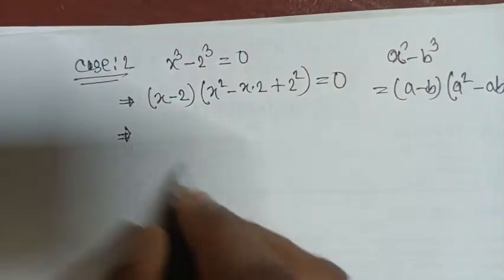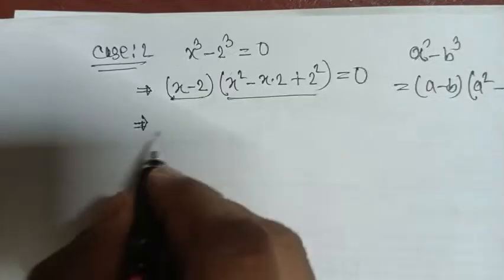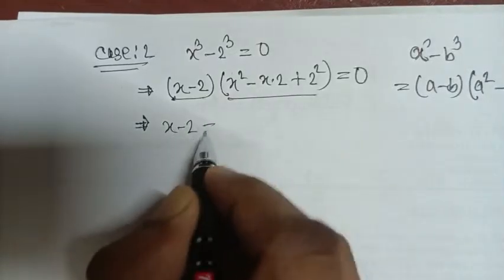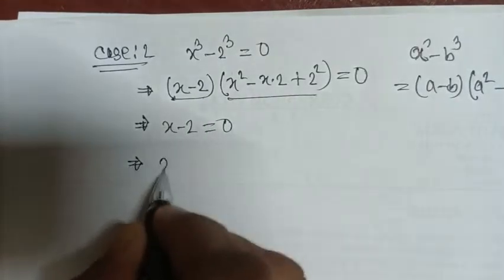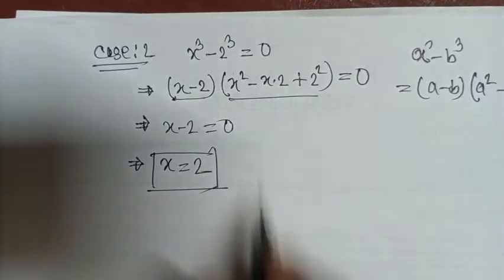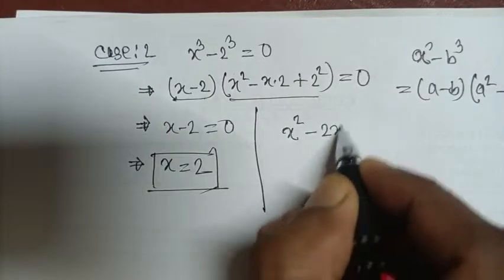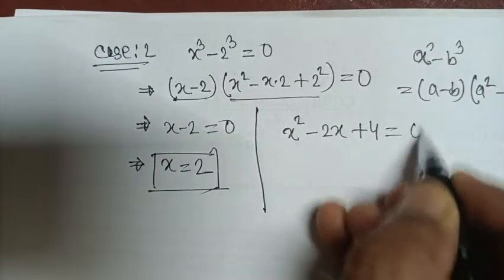Therefore, the multiplication of two expressions is 0. Either x minus 2 will be 0, then x equals 2. So we get another solution, x is equal to 2, and the other factor, x squared minus 2x plus 4, equals 0.